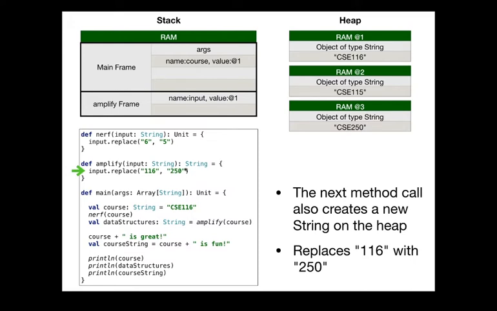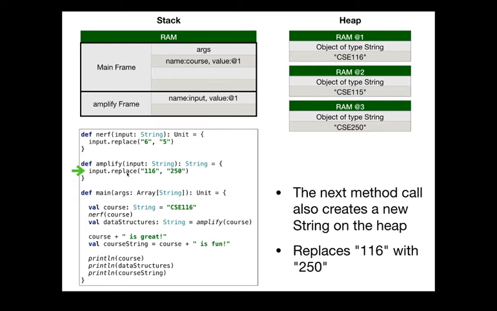This one is actually going to return a string, and we are going to assign it to a variable. So we actually get some action going on here. We're going to call this amplify method. We're going to pass it that reference at 1, the only reference we actually have access to. Course is a reference at 1. We're going to call it with course. So input is going to get that reference at 1, which is this string cc116.